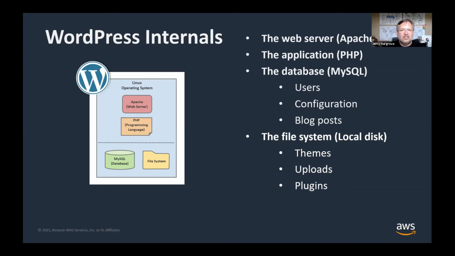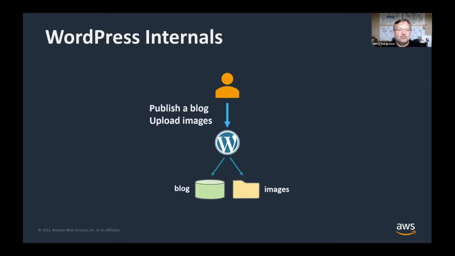So when I mentioned you can't simply duplicate a WordPress instance and achieve high availability, let's take a look and just follow a typical interaction just to overemphasize this. Suppose you have a single WordPress instance and someone publishes a blog post to that instance. So they publish the blog post and they upload the instance.